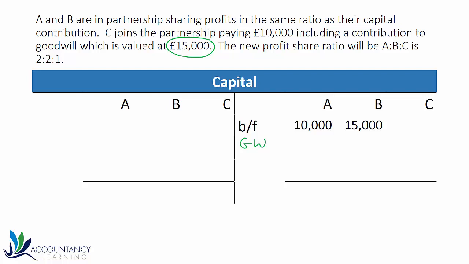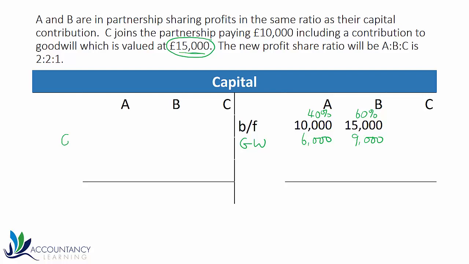So we can see that we've got $25,000 of capital at the moment, and that's split between $10,000 and $15,000. So we can see that the profit share ratio is 40% for partner A and 60% for partner B. So we need to allocate the goodwill in the same ratio. So we've got the 15,000, so 40% of that would be 6,000 for partner A, and 60% would be 9,000 for partner B.